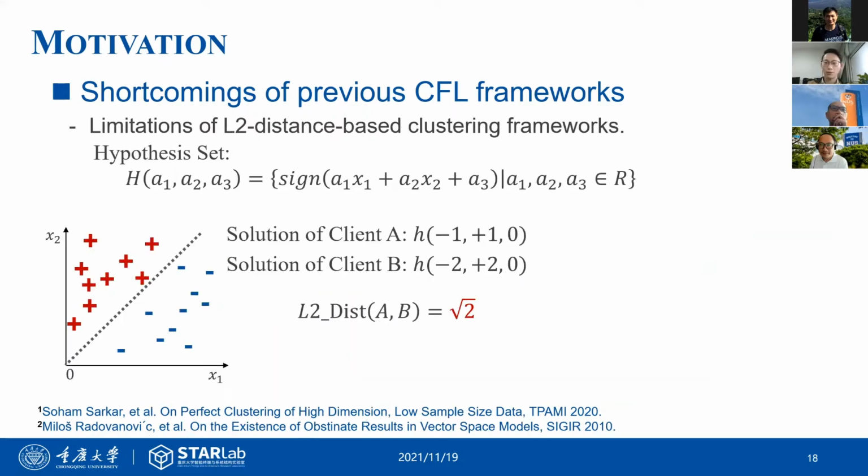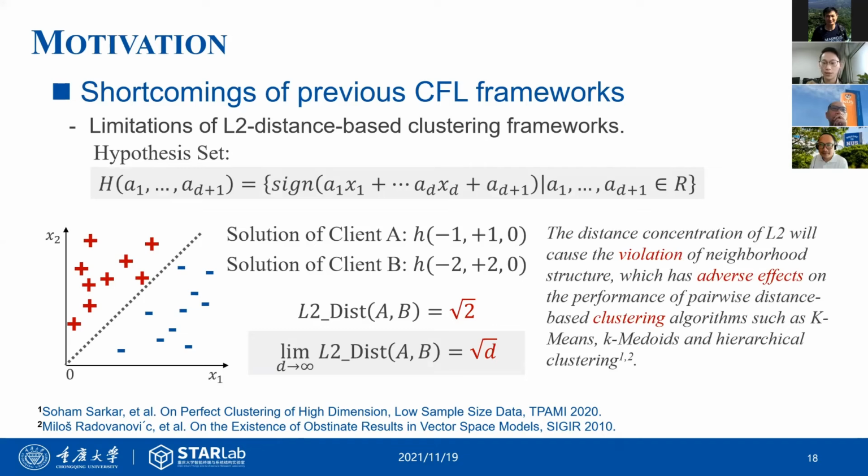Here is an example to show the limitations of the previous L2 distance-based clustering frameworks. Suppose the data we want to classify is as shown in the picture, and the hypothesis set is the linear model. So we can get one solution of client A, like -1, +1, 0, and one solution of client B, like -2, +2, 0. The L2 distance between client A and client B is √2, even though their solutions represent an equivalent linear classifier. And if we extend this example to d dimensions, the distance between client A and client B will be √d. This value cannot reflect the true similarity of the classifiers.